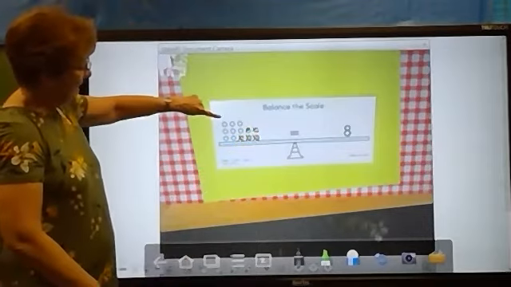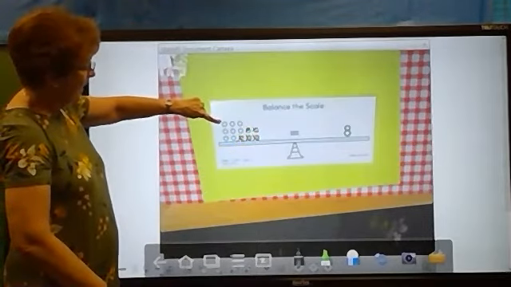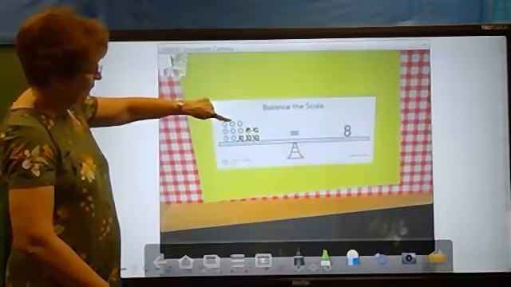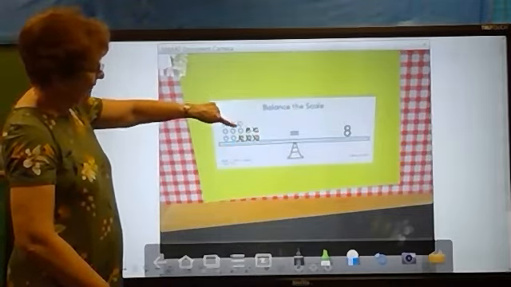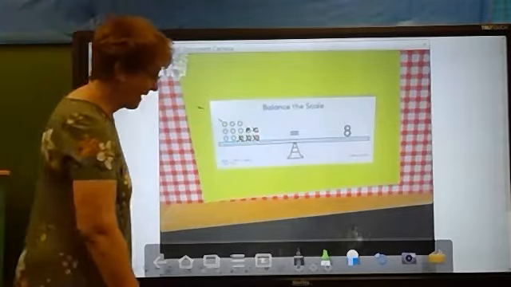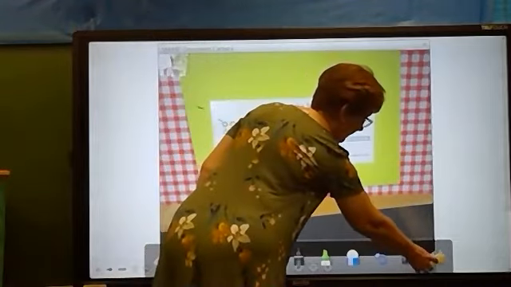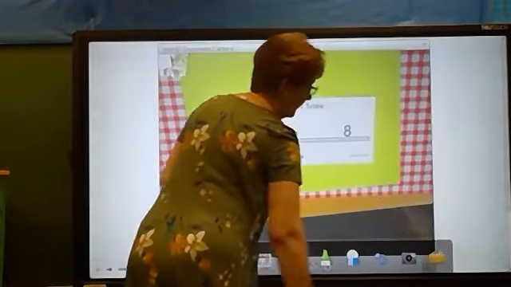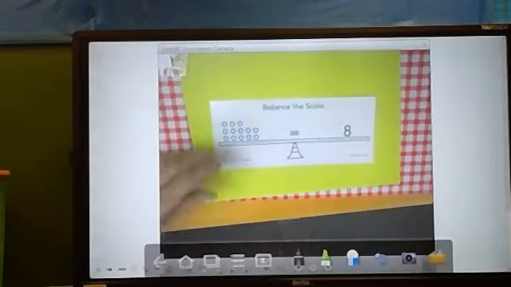Okay, now let's go back and count and make sure we have 8. 1, 2, 3, 4, 5, 6, 7, 8. Now my scale is balanced. All right, let's try another one.